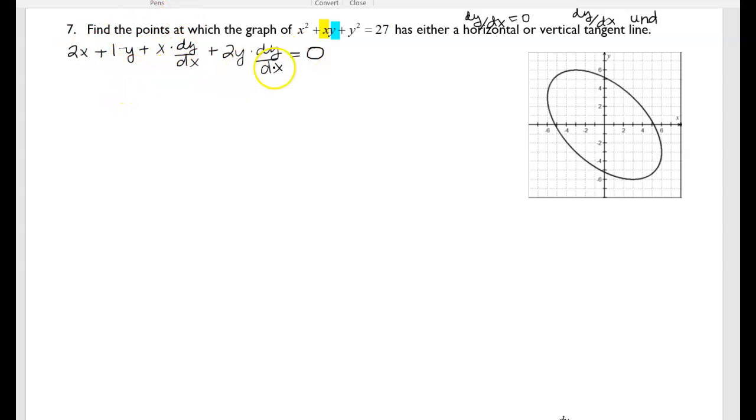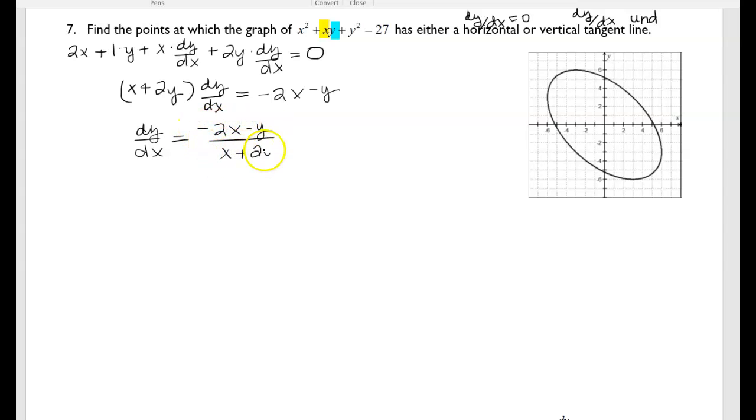I'm going to go ahead and do that factoring all in one step here. So once you get more comfortable, you can do this all at once. I have x plus 2y times dy dx equals, on the right side, -2x minus y. So dy dx equals negative 2x minus y over x plus 2y.